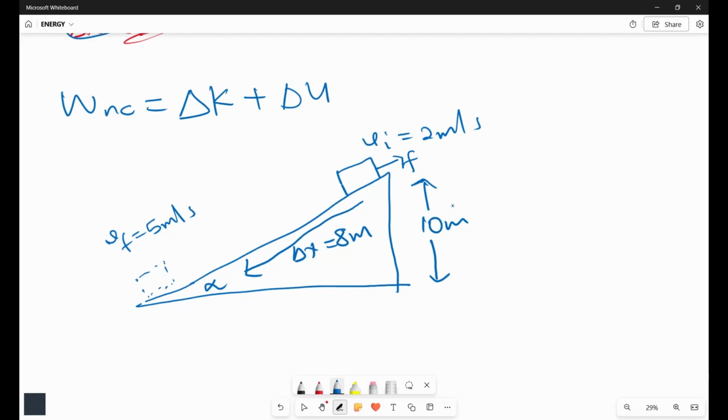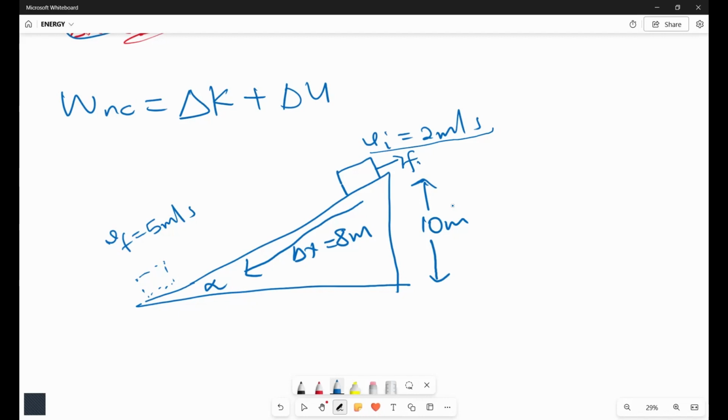Remember, I did a scenario like this when I was explaining conservation of mechanical energy. But for conservation of mechanical energy, there was no friction. Hence, I was able to apply conservation. But now, when I'm told it is on a rough surface and there is friction, I stay away from conservation of mechanical energy. I just put that formula aside.